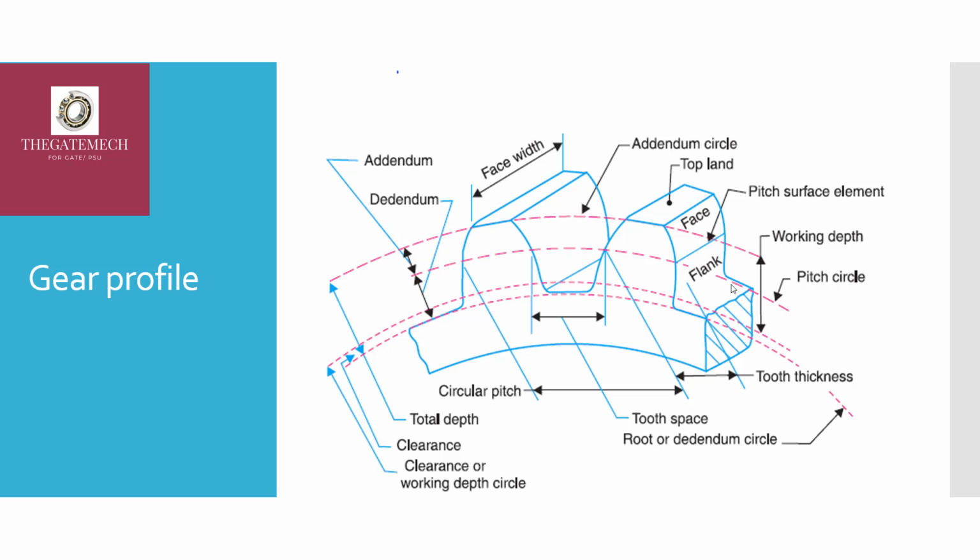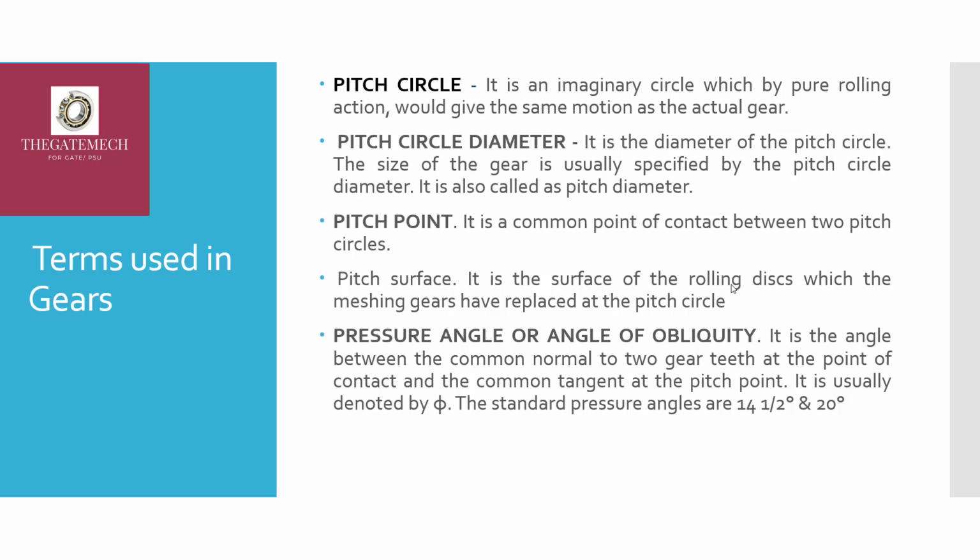The diameter of the pitch circle is known as the pitch circle diameter, which is the second term of the gear profile. We specify gear size by the pitch circle diameter, which is also known as pitch diameter. The next term is pitch point. It is the common point of contact between two pitch circles. Pitch surface is the surface of the rolling disc which the meshing gears have replaced at the pitch circle.